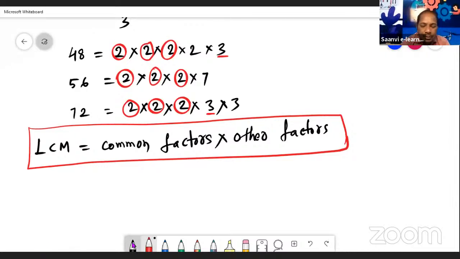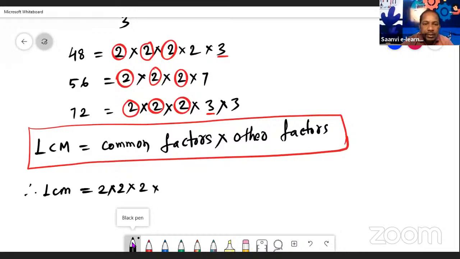Now see here, therefore LCM is equal to, what is LCM? The common factors I should write first. 2 into one more 2 also common in 3 numbers. Again here one more 2 also common in 3 numbers. So these are the common factors. And other factors. Other factors, what are there?